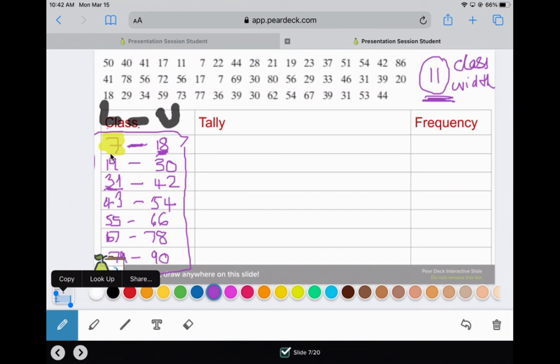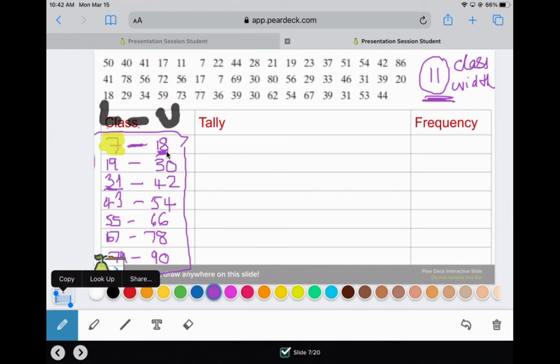Like the very first one, the 7 right here, the very first number is the lowest number in my data set. So the number that I highlight is the one I start with, the lowest number from the list given to me. In this case, the lowest number is 7. And then to get to the upper limit, I'm taking 7 plus the class width, which is 11. So that's how I got 18.